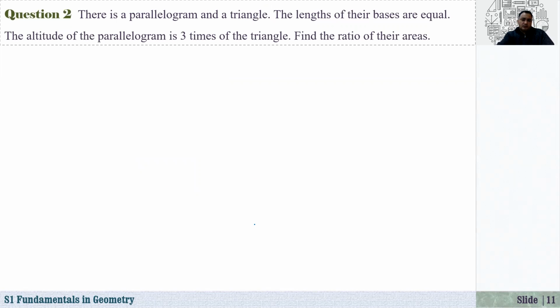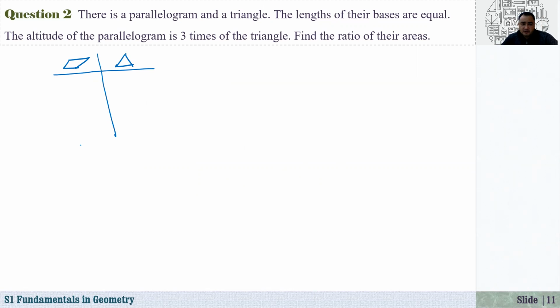Another question, second question: there is a parallelogram and a triangle. The lengths of their bases are equal. The altitude of the parallelogram is 3 times that of the triangle. Find the ratio of their areas. Okay, now let me just do this without drawing anything. We are talking about two different shapes. Let's say here we are talking about a parallelogram, and this one is some kind of triangle.